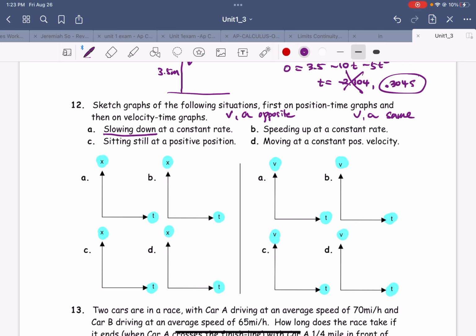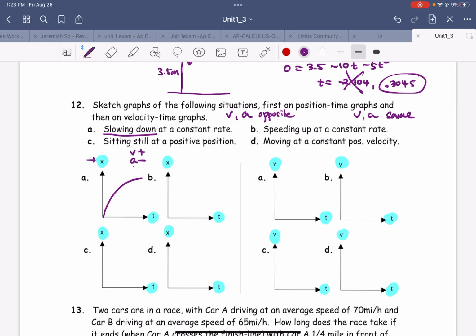Slowing down at a constant rate. So like I said, it's an opposite sign. So this is position, remember. So it is a positive velocity, then it will be going up. And acceleration should be the opposite sign. So velocity positive, acceleration negative, right? That means slow down. So going up, but your acceleration is negative, so it should go this way.